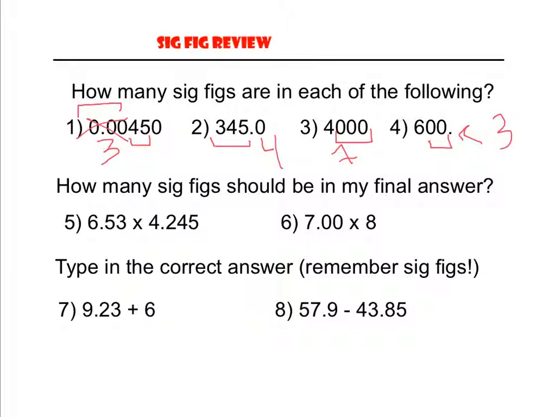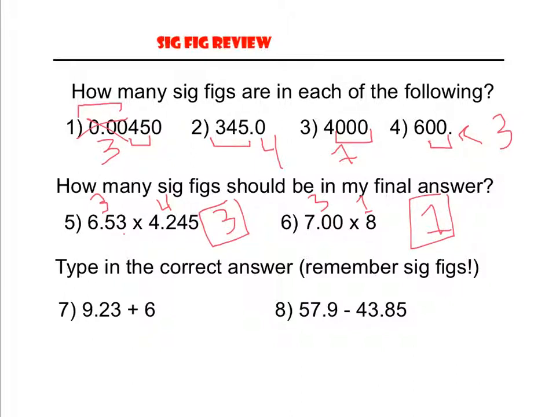In this case, how many sig figs should be in my final answer? Well, when we multiply anything, we need to just use our least number of sig figs. So here I have 3 sig figs. Here I have 4 sig figs, so in my final answer we should have 3 sig figs. Anytime you multiply or divide, you always follow whichever number had the least number of sig figs. That's how many sig figs you will use. In question number 6, we have 3 sig figs and we have 1 sig fig. Therefore our final answer should have 1 sig fig.